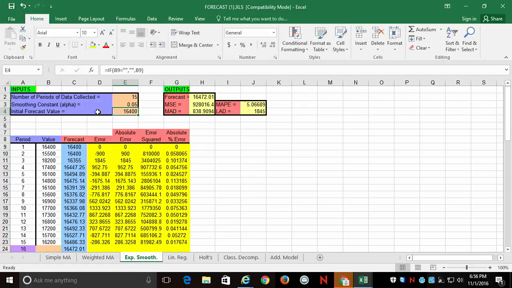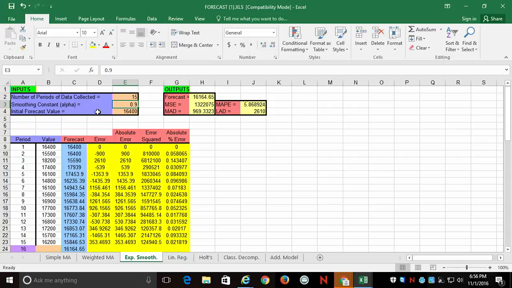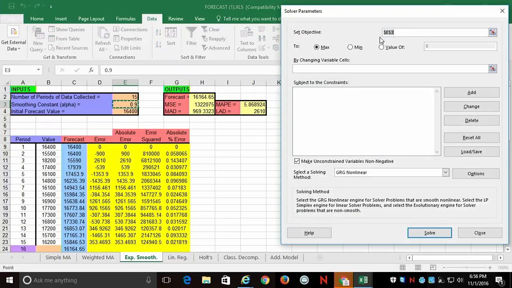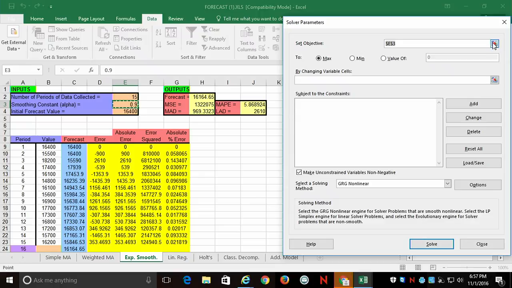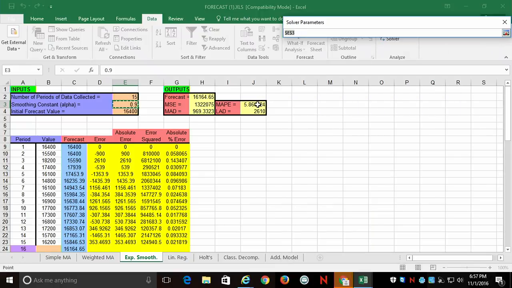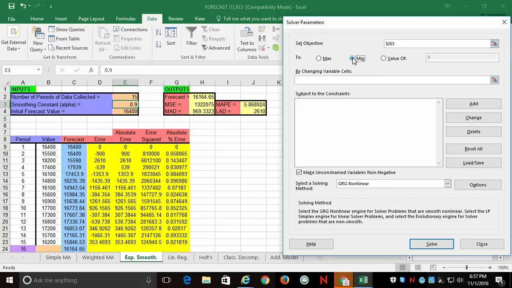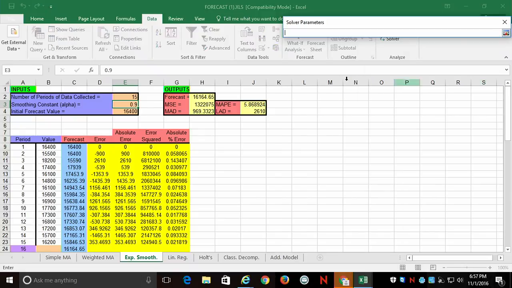I could try some different ones. 0.05 looks even better. 0.9 looks worse. But instead of me doing trial and error, what can I use to try to pick the best smoothing constant? I can use Solver. So if I go to Data, Solver, I'm trying to, in this case, I'll pick the MAPE, which is J3. I'm trying to minimize that by changing variable cells.